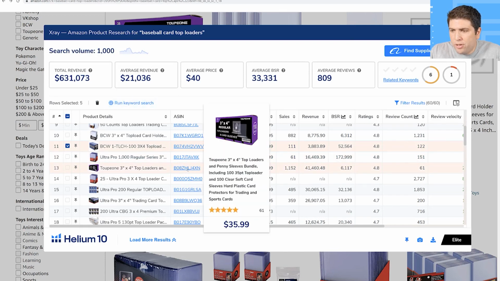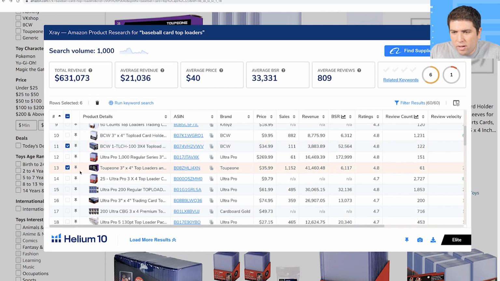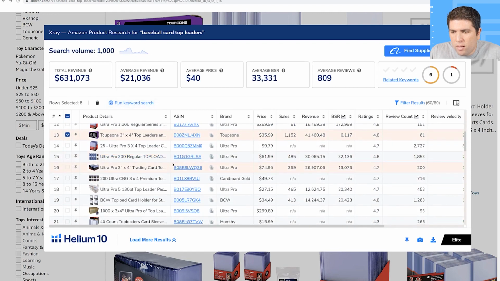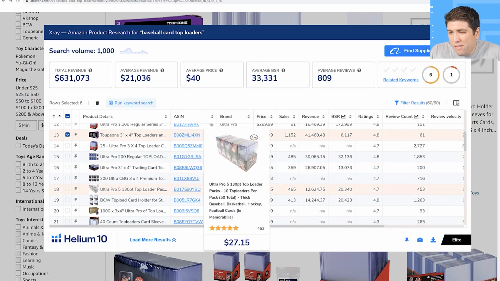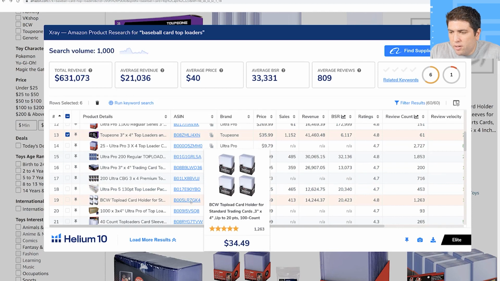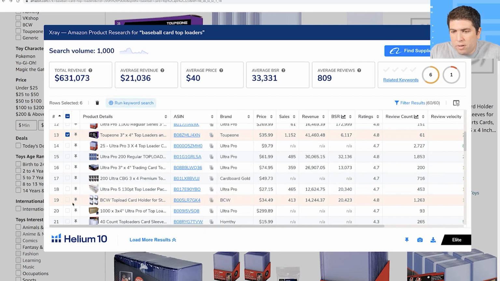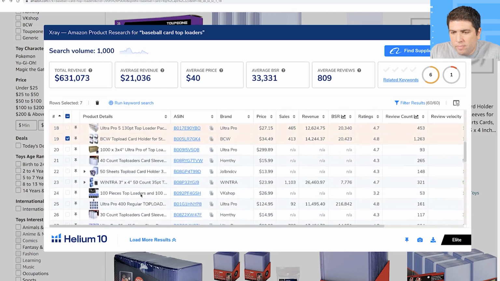A 100 pack for $36. Yep, you better believe I'm going to look at this one. Let's just keep going down the list. There's a 200 count for $75. It's a little bit too expensive. Here's a 50 count. No. Here is a 100 count. Yep, I'm going to look at this one, and you know what, that's good enough.